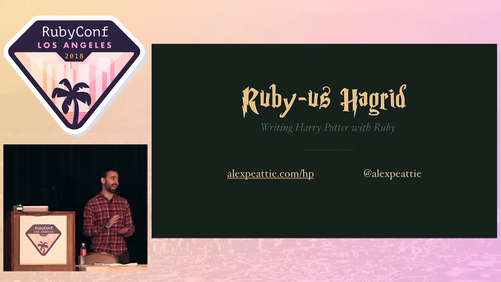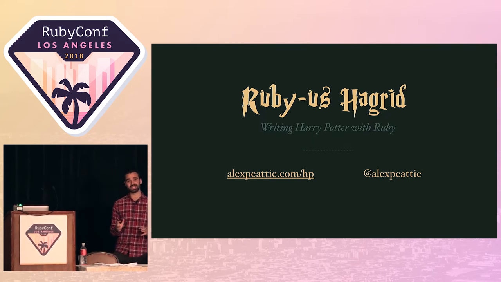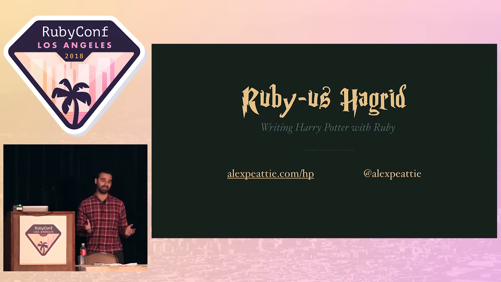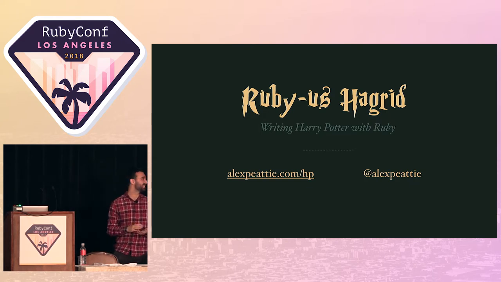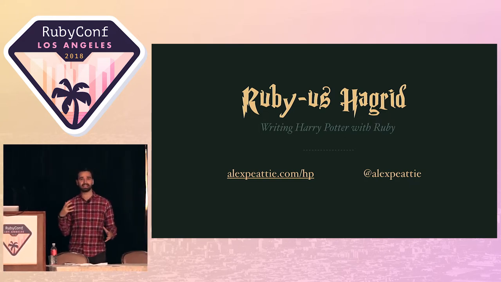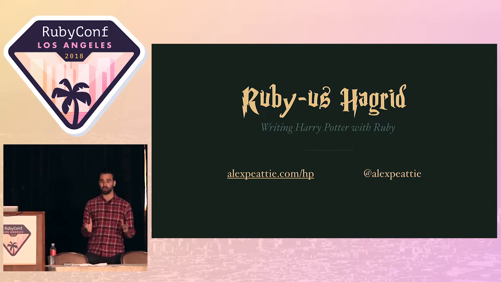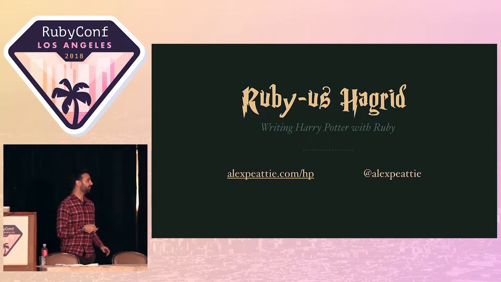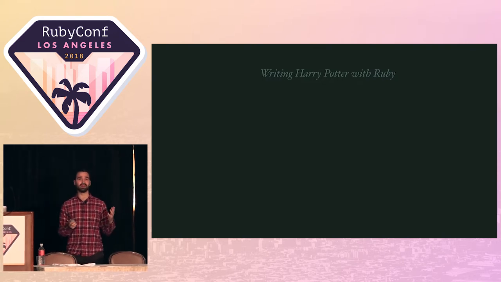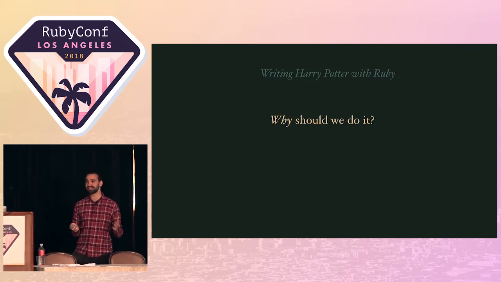So hi everyone, I'm Alex, and I'm really excited to talk to you today about two of probably my favorite things in the world, Ruby and Harry Potter. The title of the talk is Ruby as Hagrid, writing Harry Potter with Ruby. This whole talk is based around a kind of crazy idea. Can we use Ruby, just the regular Ruby language that we know and love, to write a brand new Harry Potter story automatically?